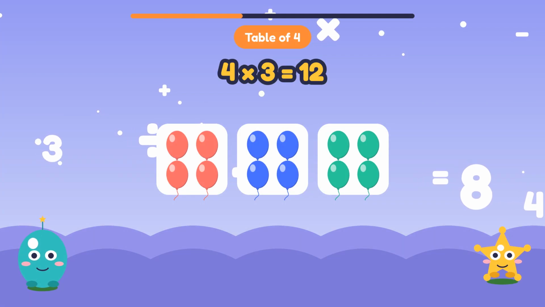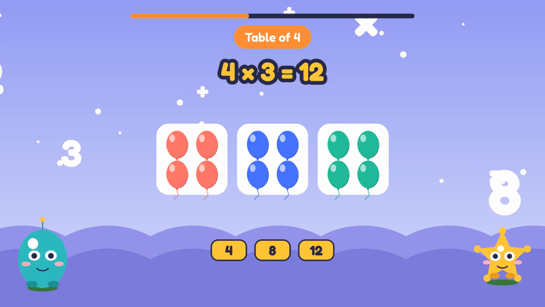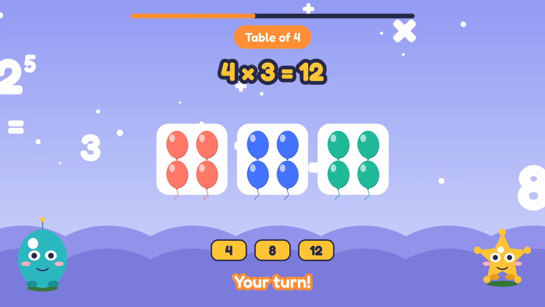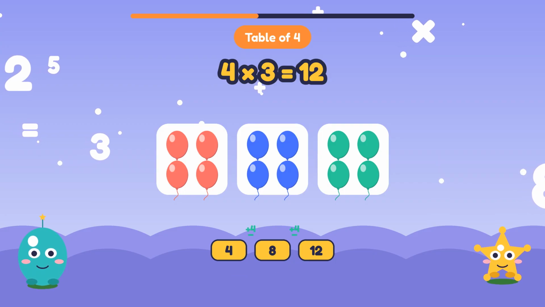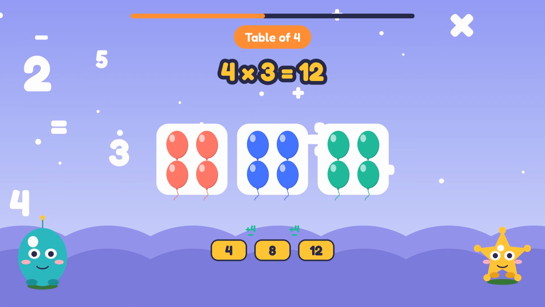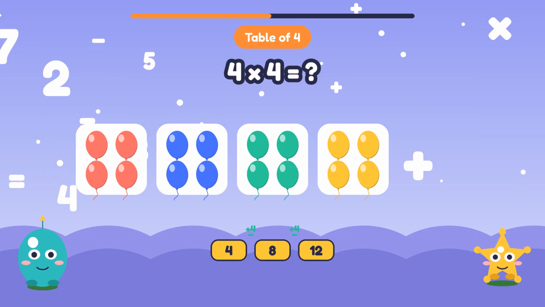Look at our answers so far. 4, 8, 12. What are we adding each time? We are adding 4 every time. That is our ladder. Now we can jump instead of counting.